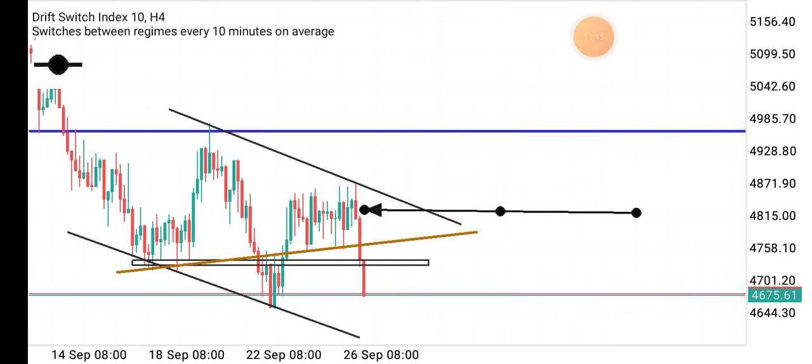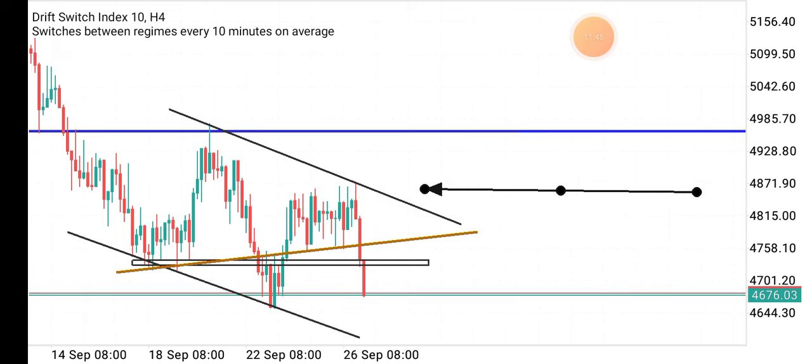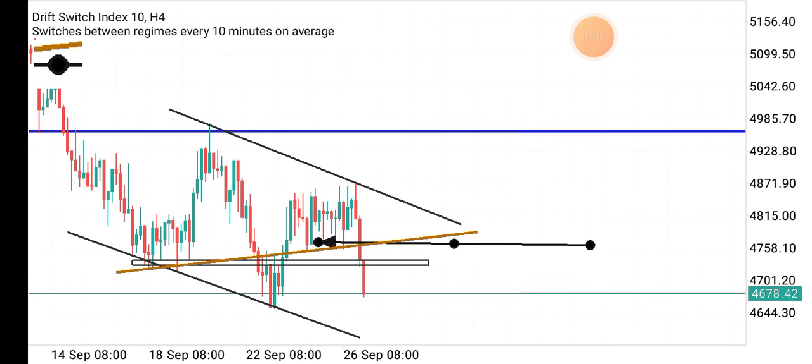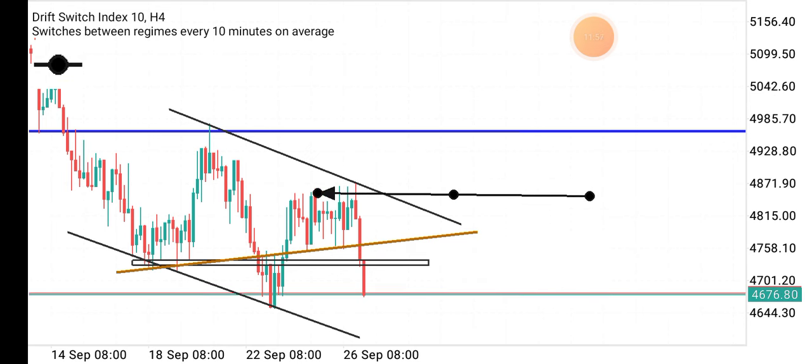Are you following me? Now, I mentioned something. Meanwhile, you can see that each time the market gets to this trend line, there is always a rejection, and that rejection makes the market buy.